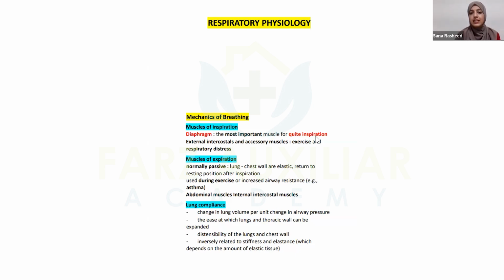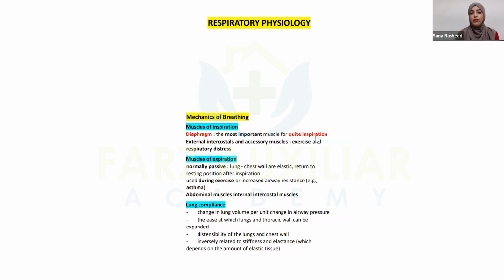External intercostal muscles and accessory muscles are not used in quiet breathing. We only use these muscles when our body demand is greater, such as during exercise or respiratory distress. Otherwise, when we are sitting, in our routine breathing, the diaphragm is the most important muscle being used. But whenever it's needed during exercise, the external intercostal muscles and the accessory muscles also take part.